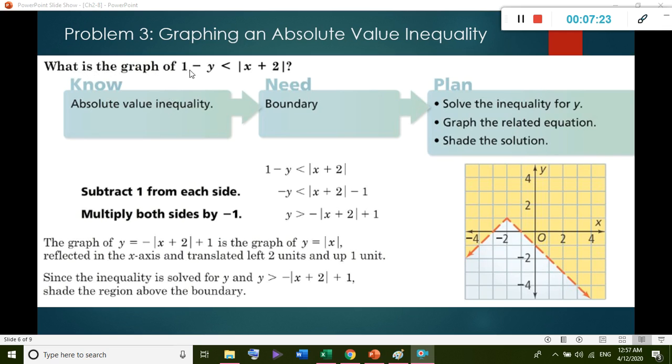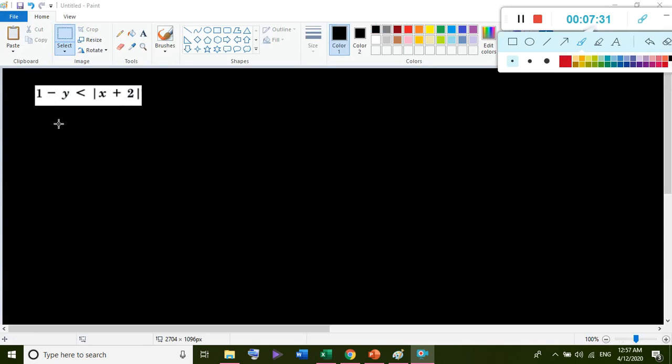What is the graph of 1 minus y less than the absolute value of x plus 2? Okay, let's solve it together. First of all, we have to make it y less than or greater than something. So we're going to leave y alone and move 1 to the other side. It's going to be -y less than |x + 2| - 1. Now here we have a negative y, so we're going to move the negative over there, as if dividing by -1.